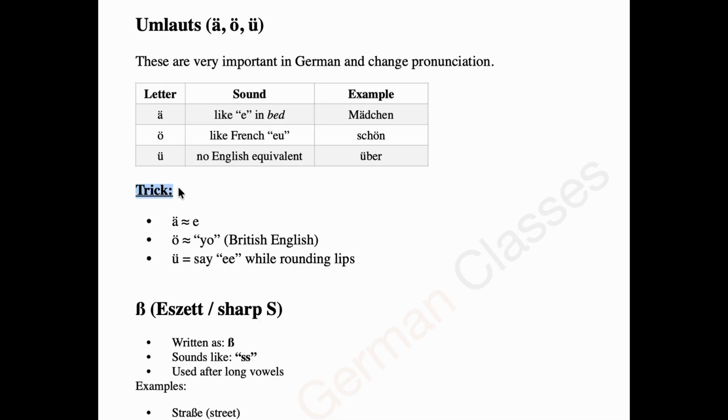Now we have some tricks. So a umlaut has a sound of a, o umlaut has a sound of yo, and u umlaut has a sound of u. We have a double e here. That's an error. You can just remove it and write down u.